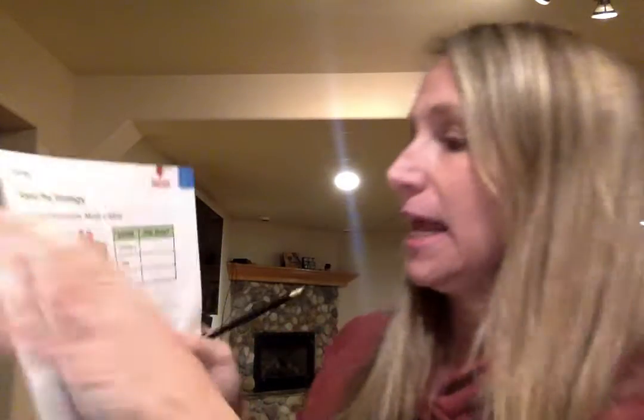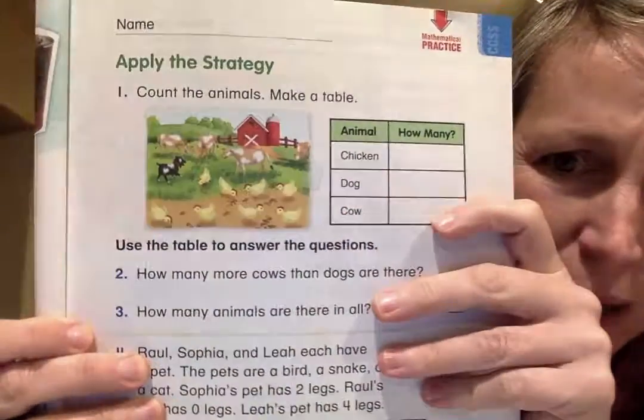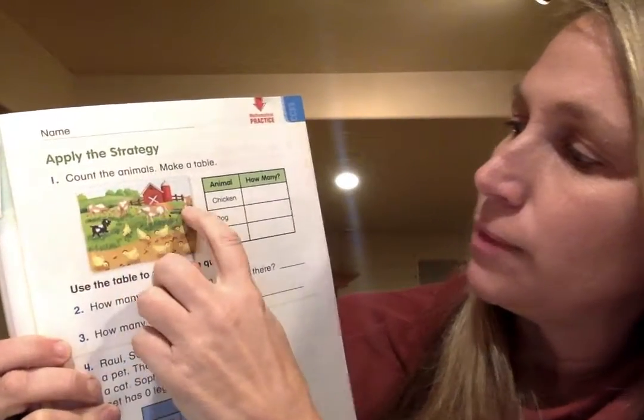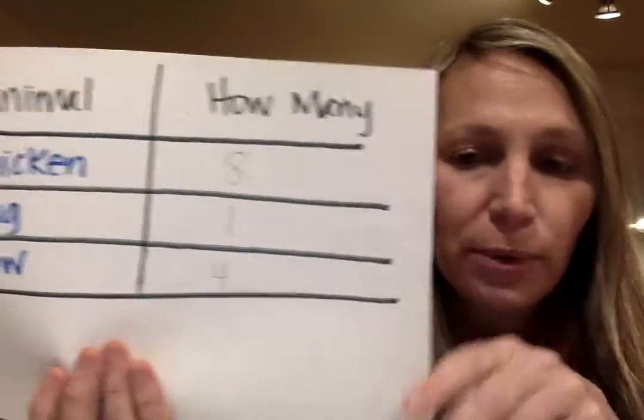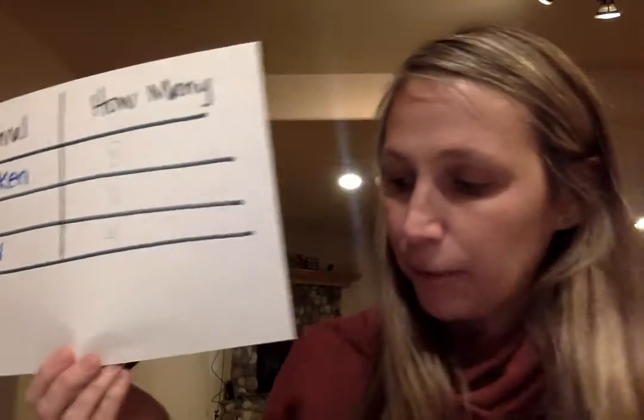And then the last animal that's here on the farm is cow. Count carefully because there's 1 there, but it's kind of in the back. 1, 2, 3. Do you see the 1 way back there? 4. So on our chart, we're going to write 4. Now, we're going to be able to answer our math questions now that we've made our simple table. So the first one says, how many more cows than dogs are there? So we're going to take the number of cows, which is 4, minus the number of dogs.